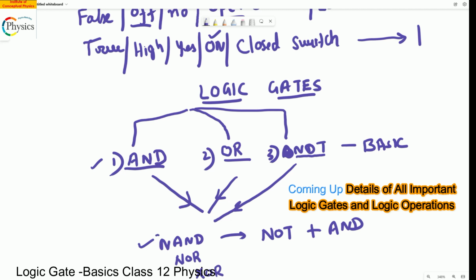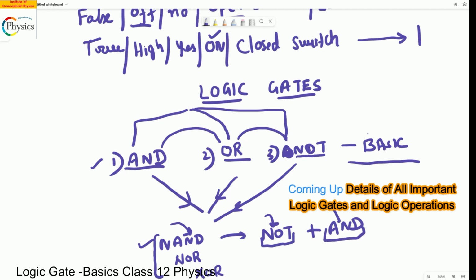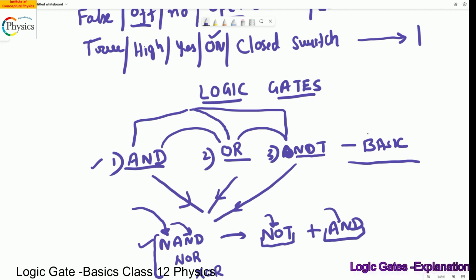All the other gates, which are complex in nature, can be obtained by combination and permutation of these three basic gates. Right? For example, I told you the NAND gate is made up of NOT plus AND. You use two basic digital logic gates to build a complex logic gate called NAND. We will now study each one of them in detail, and then we will try to understand what they do.